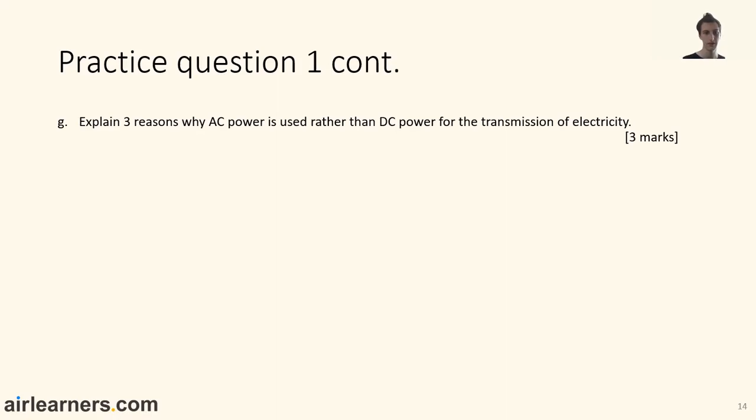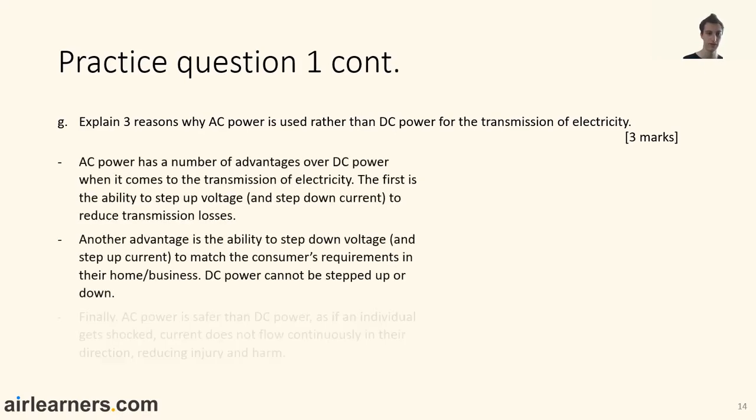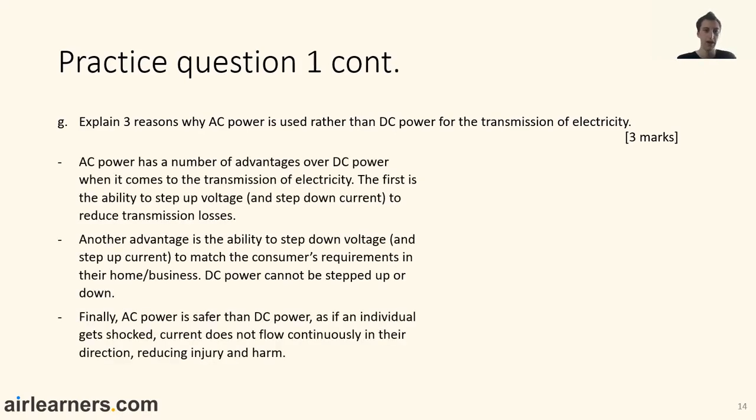All right, now that you've hopefully had a go at this question, we can run through the answer. So there are a few points here. The first is that AC power has quite a few advantages. You can step up voltage to reduce transmission losses, and therefore step down current. Another advantage is the ability to step down voltage and match the consumer's requirements, wherever they may be, home or business. DC power can't be stepped up or stepped down because it's a direct current, and by Lenz's law, it's not going to induce a current in the secondary coil.